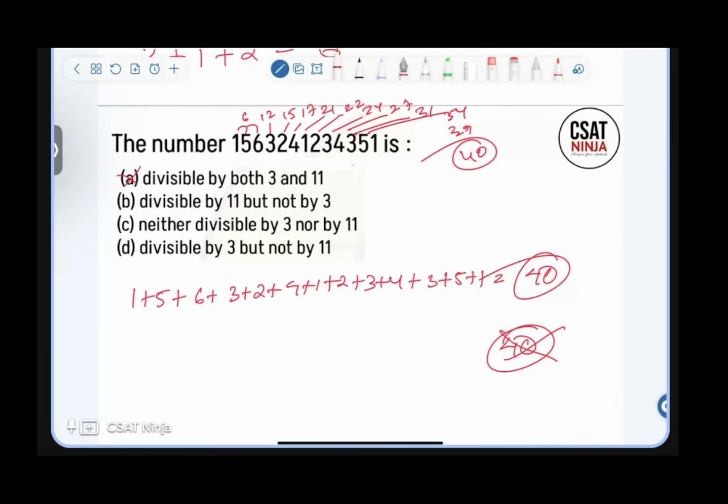Option A is eliminated because it says divisible by both 3 and 11. Divisible by 11 but not 3. So this can be the option, neither or divisible by 3. So which means I have eliminated 2 options. I have 2 options here.